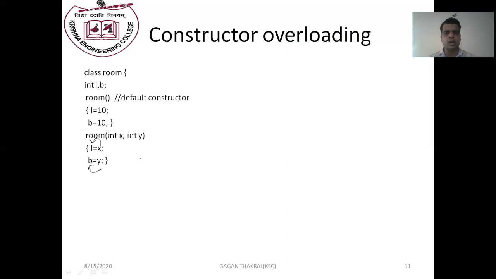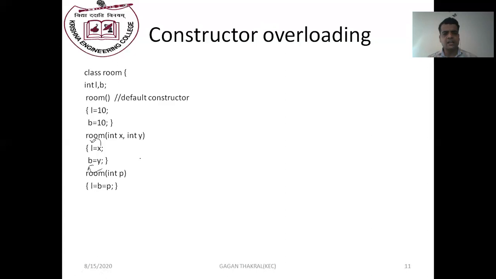In Java, there are two types of constructor. One is the default constructor, which does not contain any parameter. Another is the parameterized constructor, which contains parameters. There is no copy constructor in Java because in Java the concept of pointer is not available. We are not able to directly access memory. That's why copy constructor is not available in Java. But in C++, there are three types of constructor: default constructor, parameterized, and copy constructor. But in Java, there are only two types of constructor: default constructor and parameterized constructor.